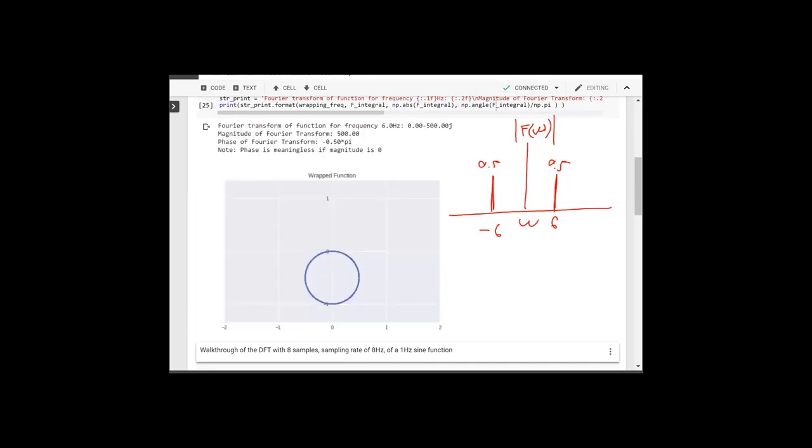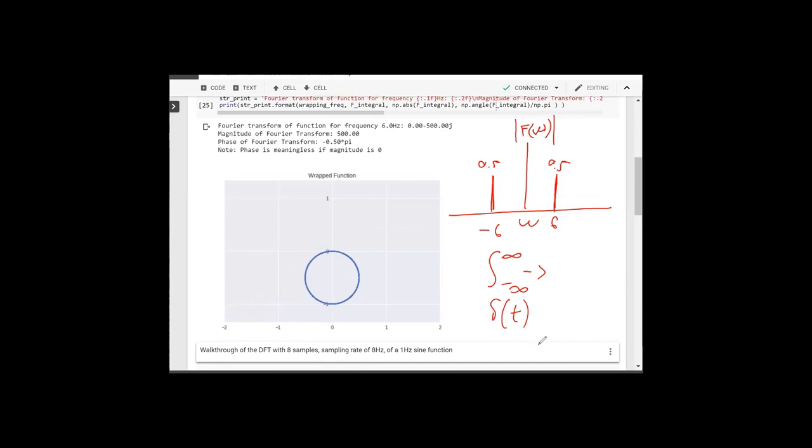So what happens if we truly do the full transform from negative infinity to infinity? What's going to happen to the magnitudes of these points? That's going to result in an infinite magnitude at 6 and negative 6 and 0 everywhere else. What is the term for a function that is infinitely large at one point and zero everywhere else? Yep, delta function.